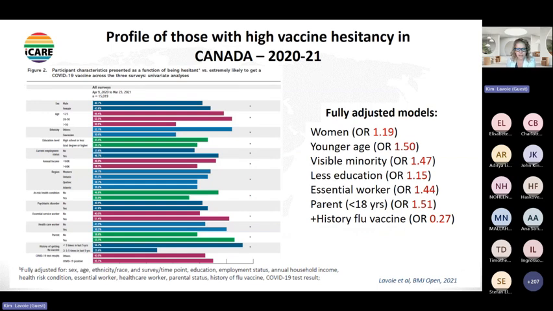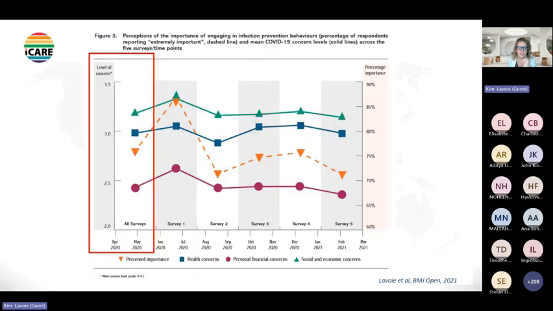A few high-level things that we saw that I think are interesting. One is we looked very closely at vaccine hesitancy, both in Canada and around the world, and we were able to provide a portrait of those who tended to be more hesitant. We saw this in more women, people who are younger, visible minorities with less education. Saw this more in parents, which is something I think we should talk about later. And those with a positive history of getting the flu vaccine tended to be less hesitant.